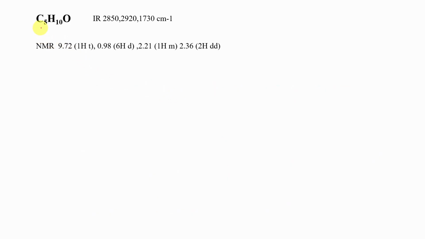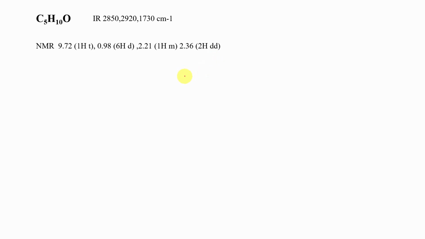A molecule with the molecular formula C5H10O gives the IR values 2850, 2920 and 1730 centimeter inverse. It gives the NMR values as 9.72, 1 hydrogen triplet, 0.98, 6 hydrogen doublet, 2.21, 1 hydrogen multiplet and 2.36, 2 hydrogen doublet of doublet.